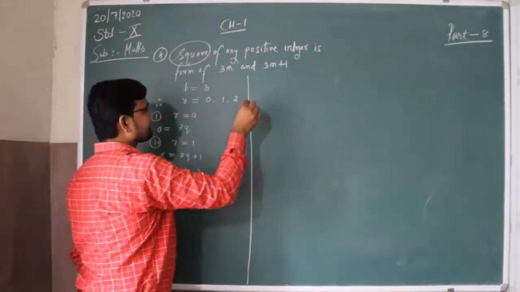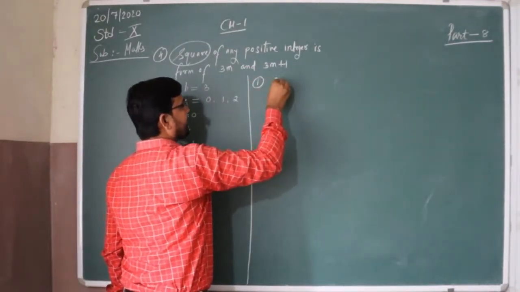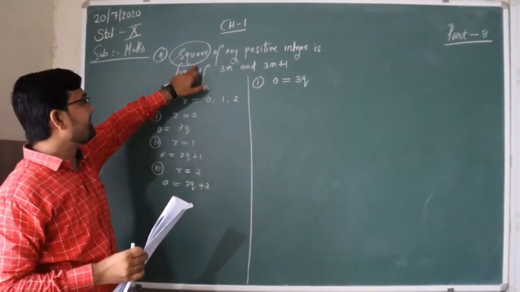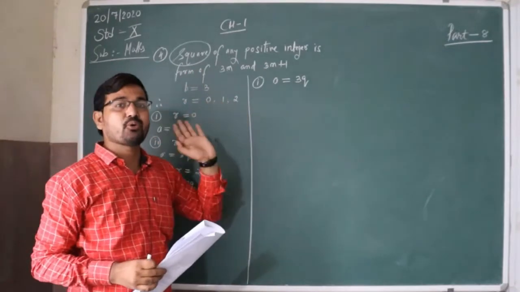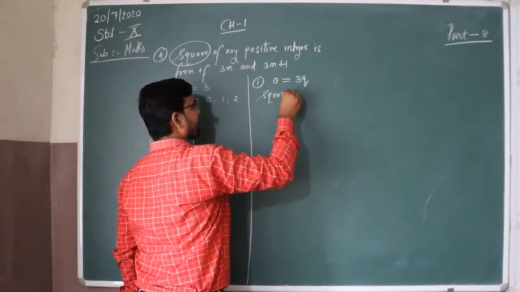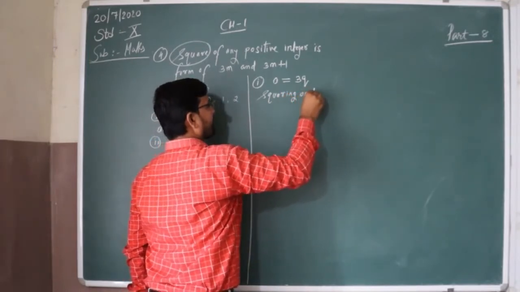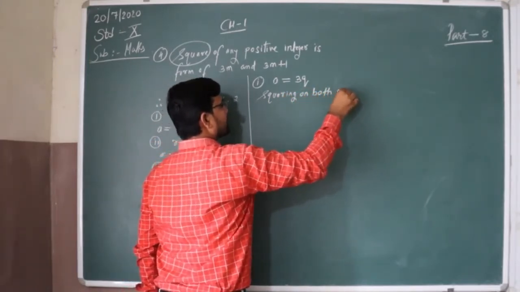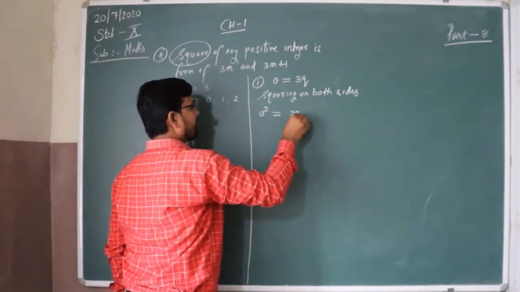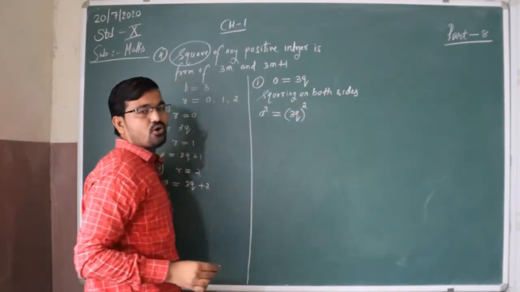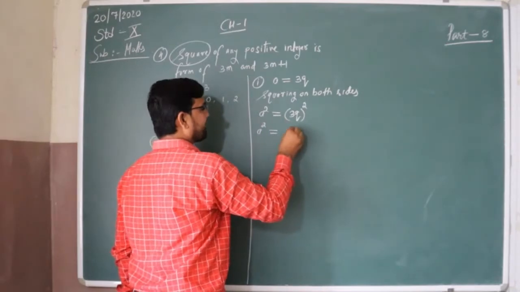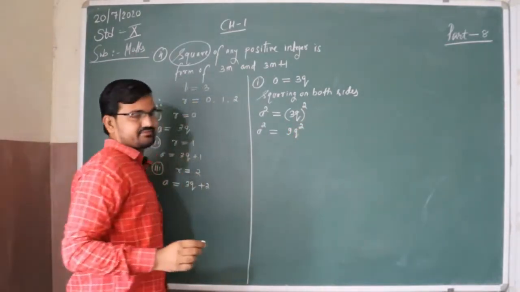So the first one is a is equal to 3q. Now what is written here? Square. So you square on both sides. Squaring on both sides, it will become a square is equal to 3q whole square. So a square is equal to, open the bracket, it will become 9q square.